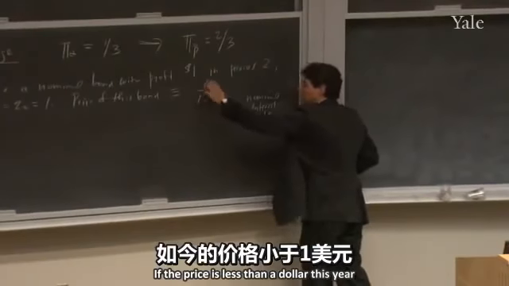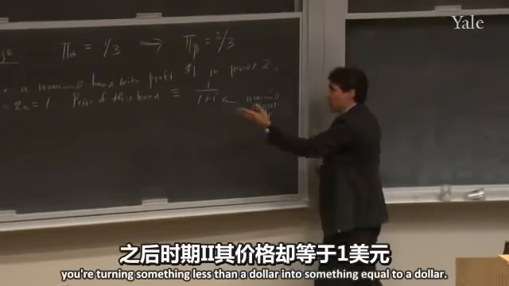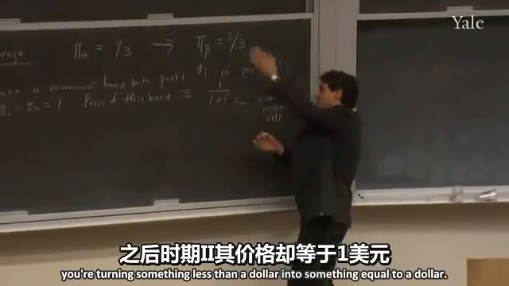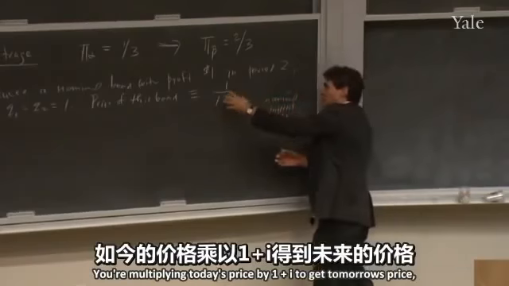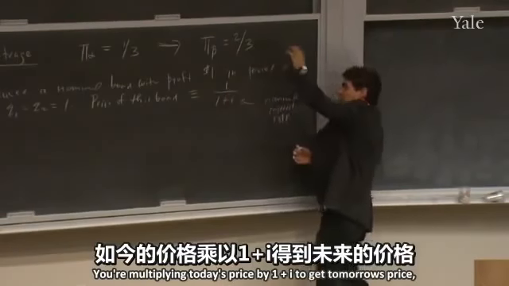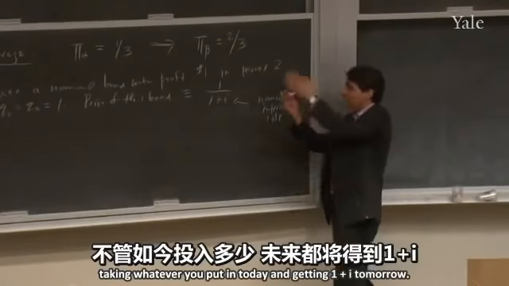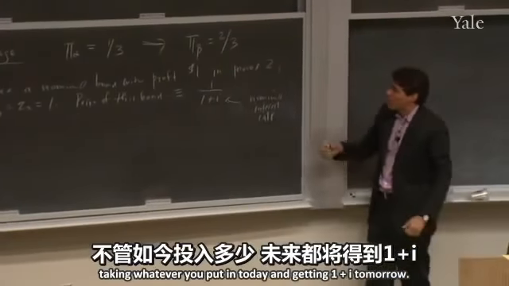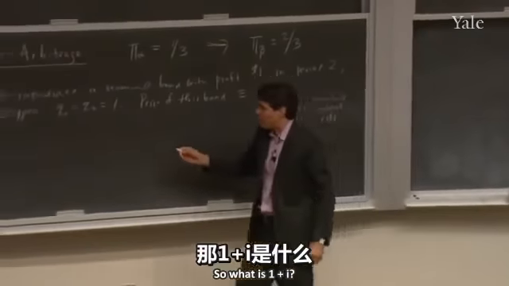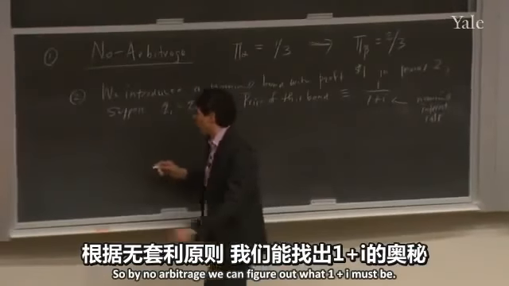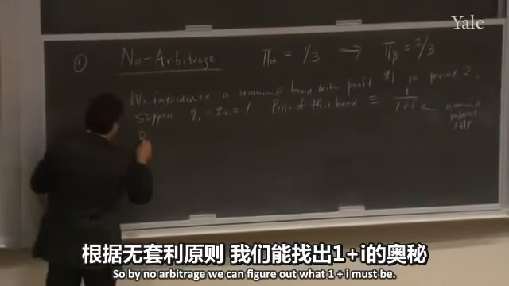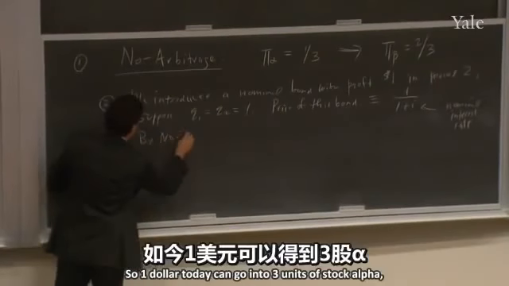If the price is less than $1 this year, you're turning something less than $1 into something equal to $1. You're multiplying today's price by 1 plus I to get tomorrow's price. So the rate of return is 1 plus I, taking whatever you put in today and getting 1 plus I tomorrow. So what is 1 plus I? By no arbitrage, we can figure out what 1 plus I must be.